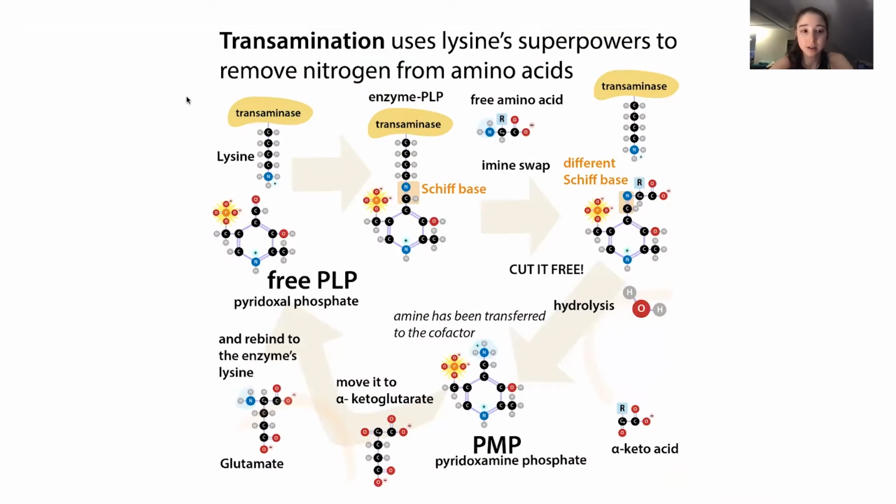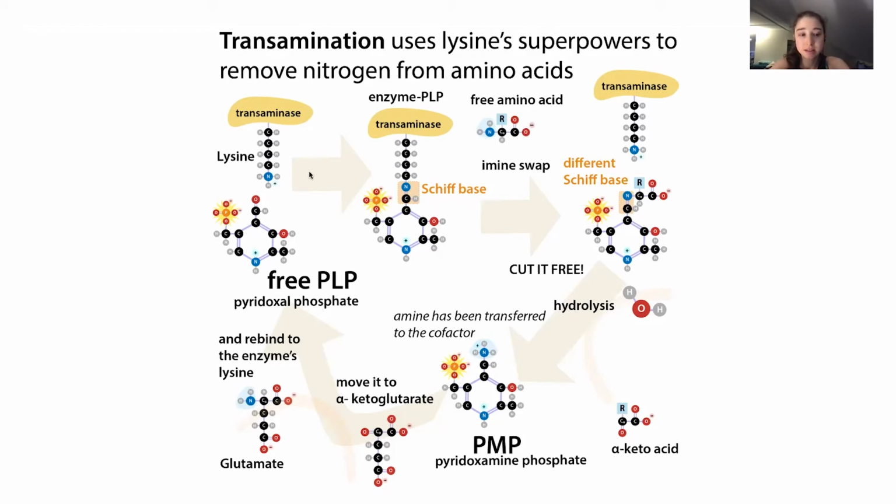And its active site, the place where things are going to happen, where the swap is all happening and everything's binding, has this lysine residue sticking out. And then it's going to bind to this cofactor, this helper molecule called pyridoxal phosphate. This is another vitamin-derived cofactor. This PLP is going to form a Schiff base with the lysine of the transaminase.